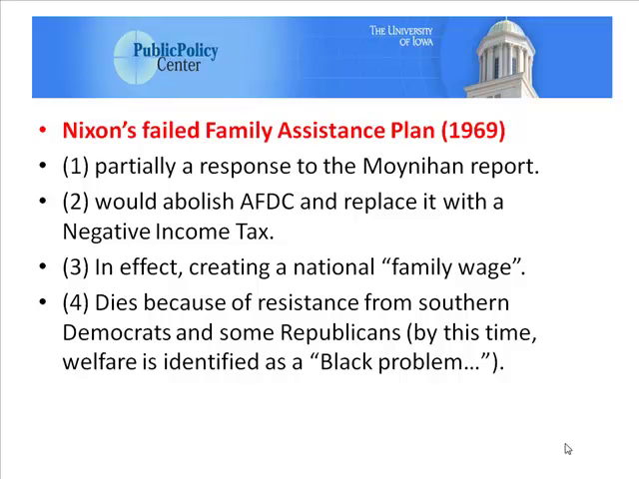This dies for many of the same reasons. A lot of social policy at the time dies in the United States. Resistance from Southern Democrats and resistance from some Republicans as well. By this time, welfare is identified as an African American problem, and we're not going to help those people.